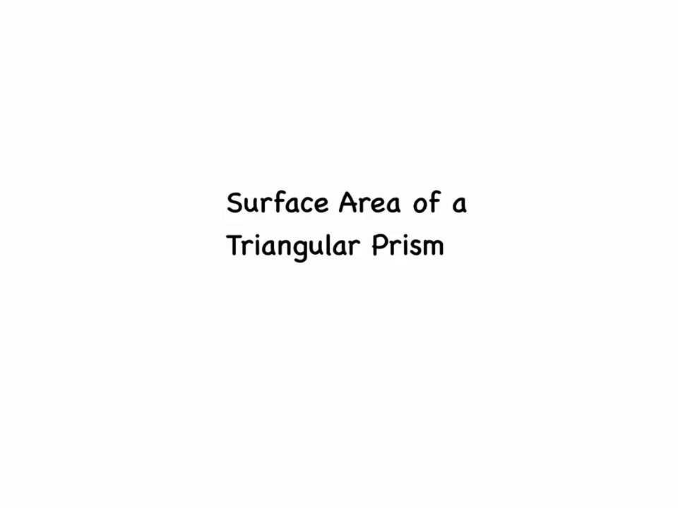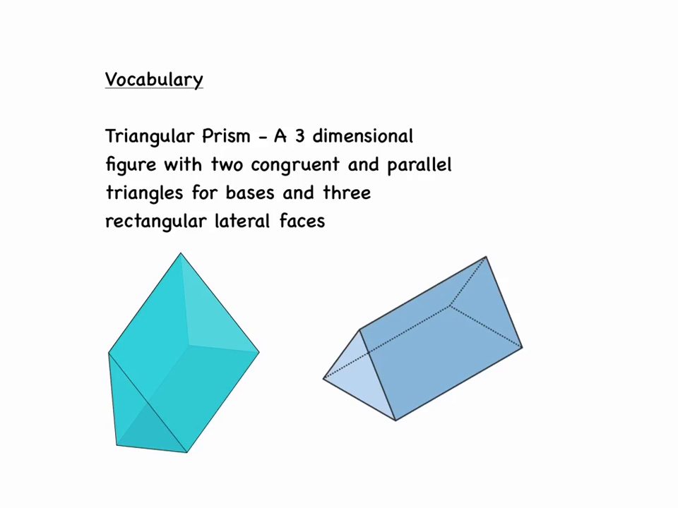Today we will be finding the surface area of a triangular prism. The vocabulary for this lesson is the triangular prism. A triangular prism is a three-dimensional figure with two congruent and parallel triangles for bases and three rectangular lateral faces.